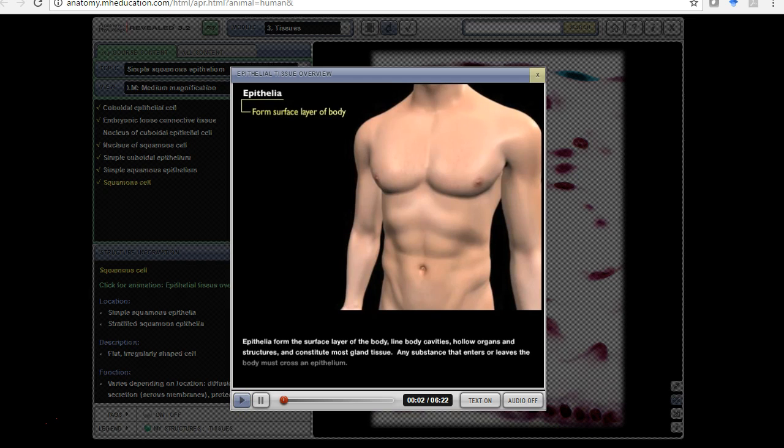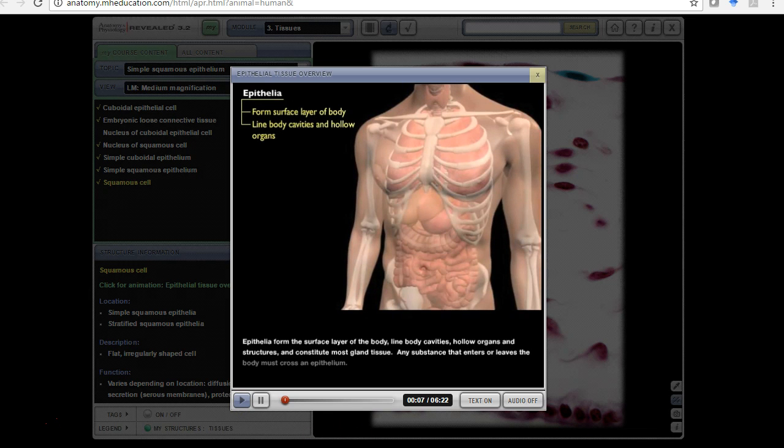Epithelia form the surface layer of the body, line body cavities, hollow organs, and structures, and constitute most gland tissue. Any substance that enters or leaves the body must cross an epithelium.